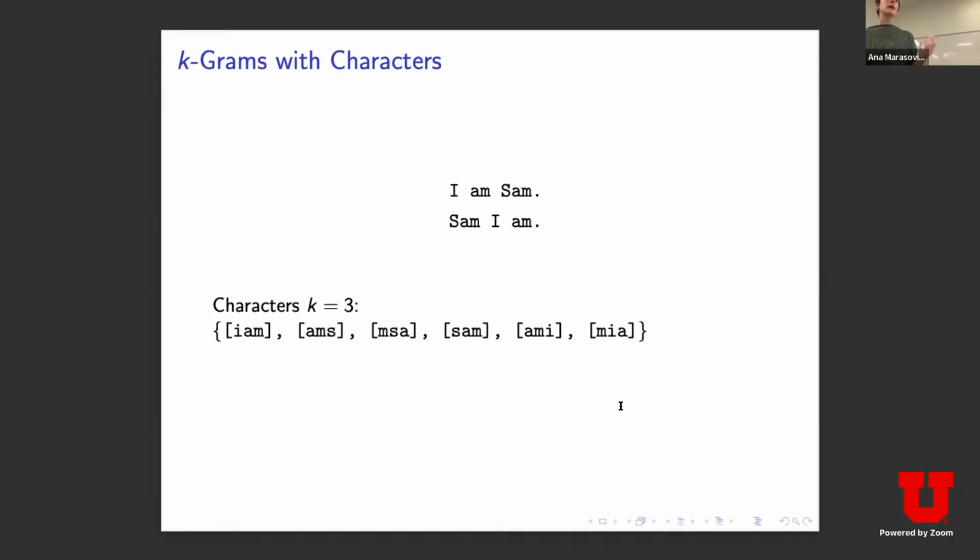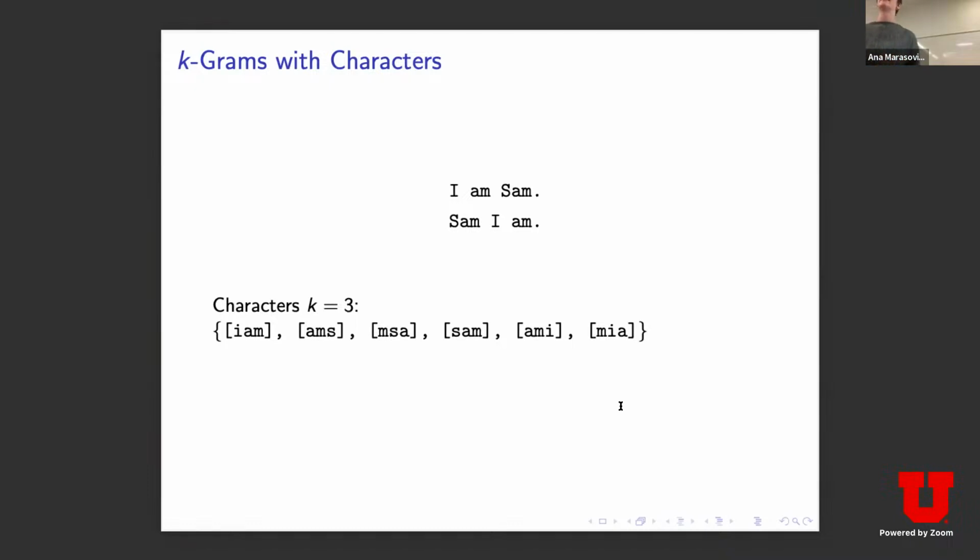So another idea you can exploit are k-grams with characters, where you are looking for a sequence of k characters. For example, if we have k equal 3, then we would have I, space, A, and A, M as trigrams here, and so on. I won't read them all aloud. They're quite useful for checking these kinds of spelling errors. They're also very useful in morphologically rich languages.